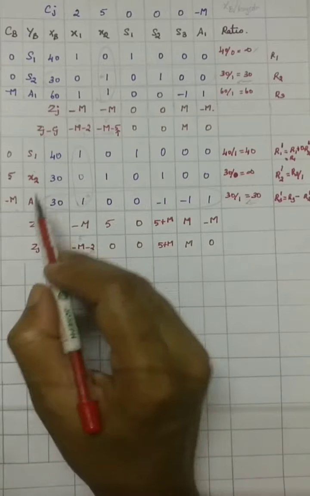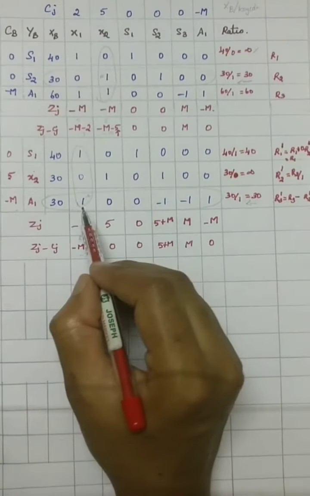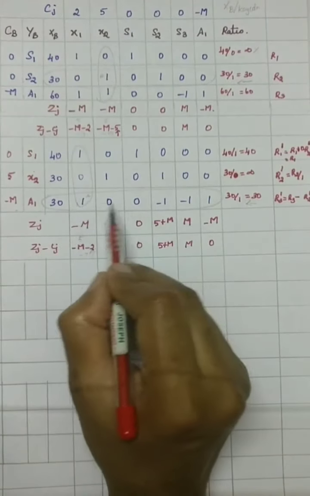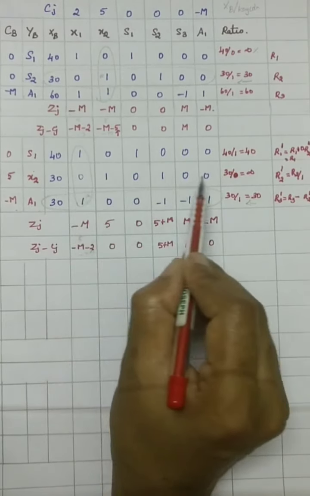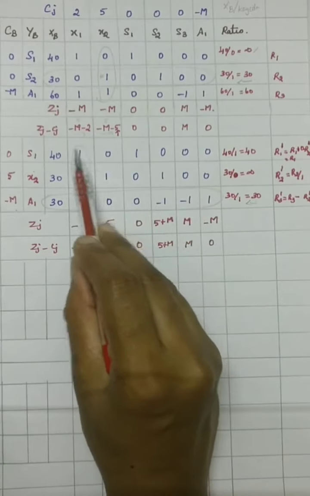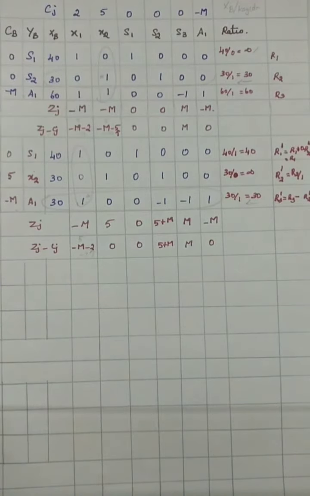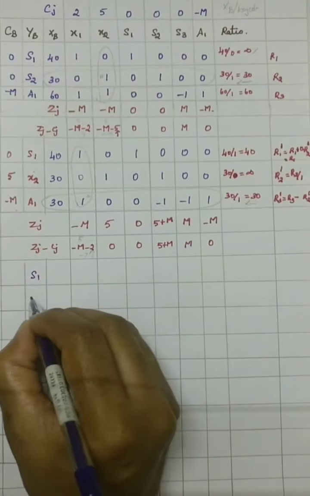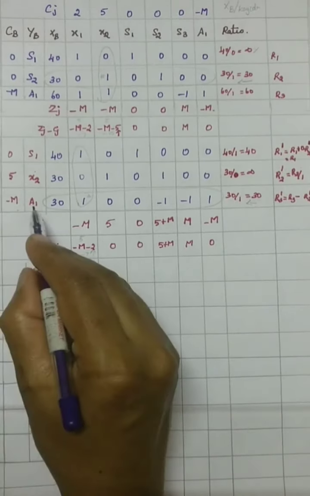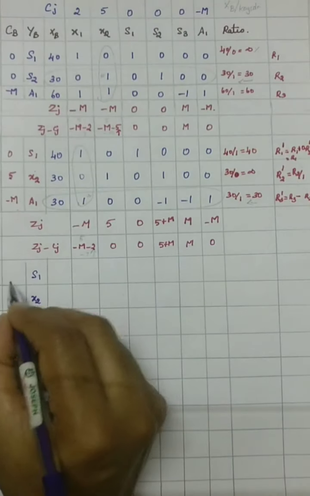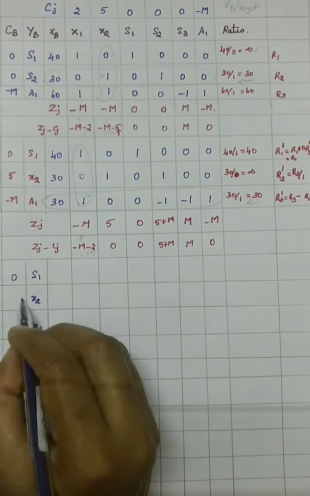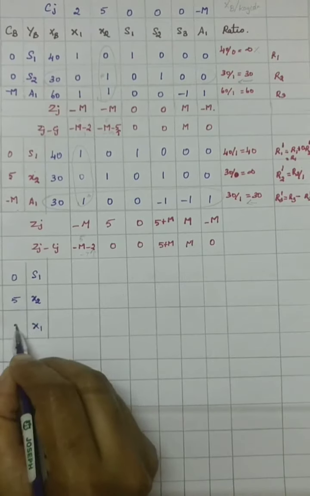In the next step, you have to change: A1 is the leaving variable, X1 is the entering variable. Here we see 1 is already appeared, so no problem. This row is also as it is. So this is also 0, so no problem. This row is also as it is. The only change is this 1, you have to change it as 0. The next you have to write the YB column. S1 is as it is, X2 is also as it is. Instead of A1, the leaving variable, X1 is the entering variable. So the coefficient of S1 is 0, X2 coefficient is 5, X1 coefficient is 2.